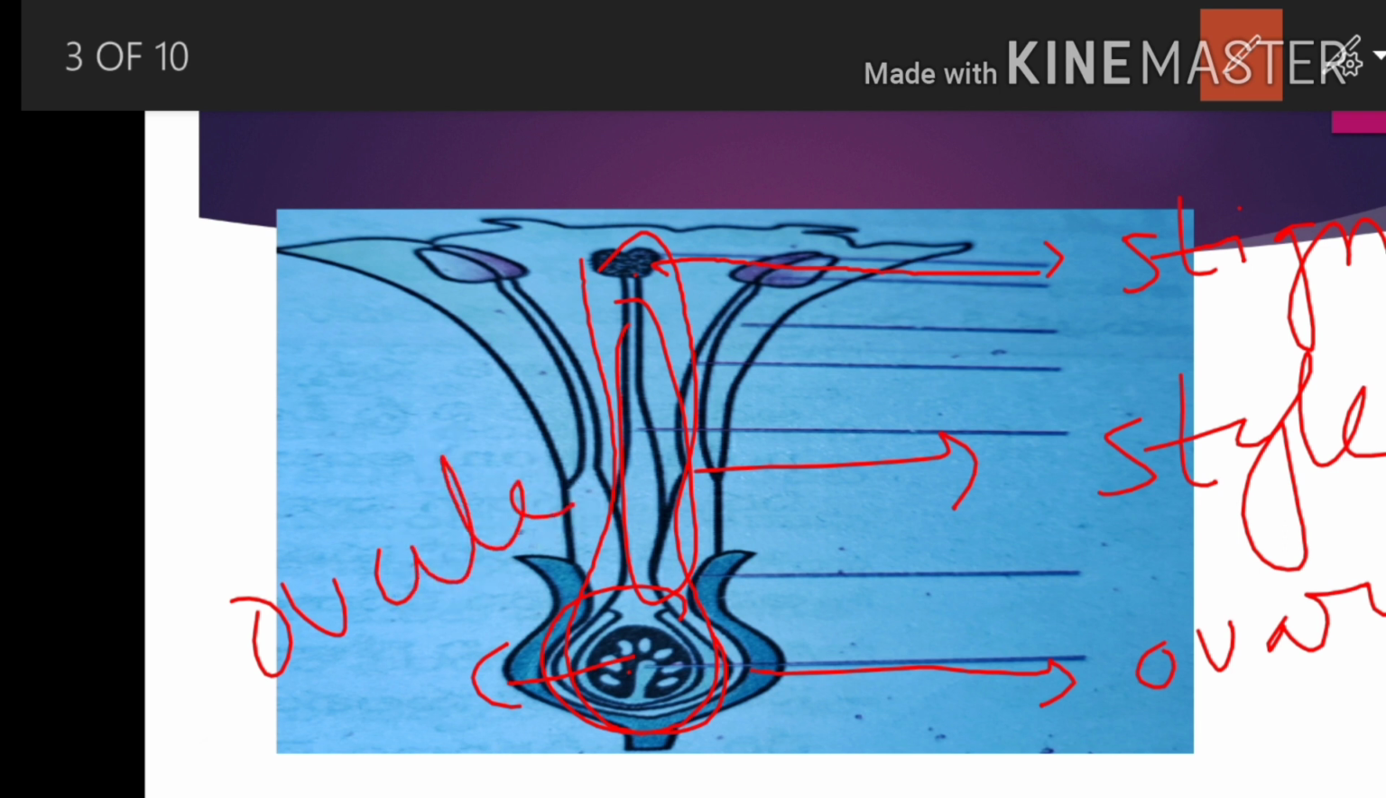That means after fertilization takes place in the flower, the ovule will turn into seeds, and the ovary will turn into fruit. The pedicel will turn into fruit stalk. The remaining parts like calyx, corolla, filament, anther, style and stigma will drop off. That means the fall of the flower.